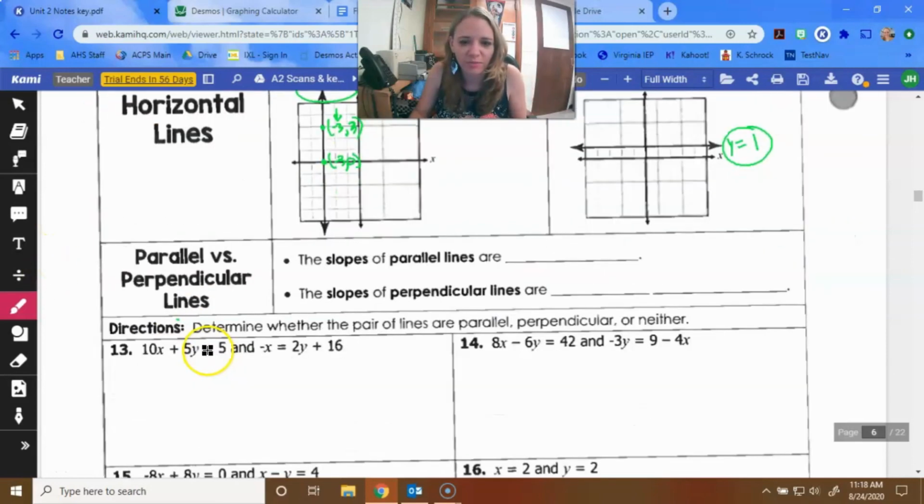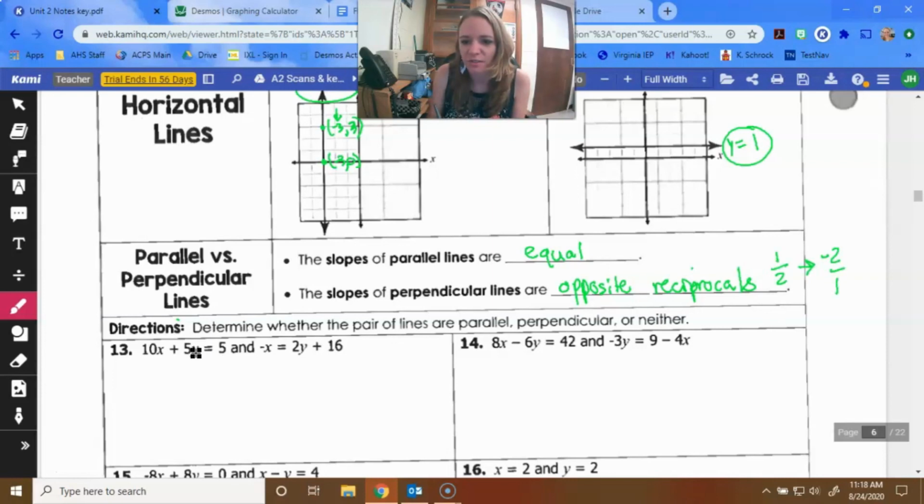Let's move on to parallel and perpendicular. Again, this stuff is reviewed from geometry, so I'm going to go pretty quickly through it. The slopes of parallel lines are equal. Parallel lines have equal slopes, and the slopes of perpendicular lines are opposite reciprocals. Like opposite reciprocals would be 1/2 and then -2/1. So opposite meaning I change the sign from positive to negative, and then I flip it because that's what the reciprocal is. Okay. All right.